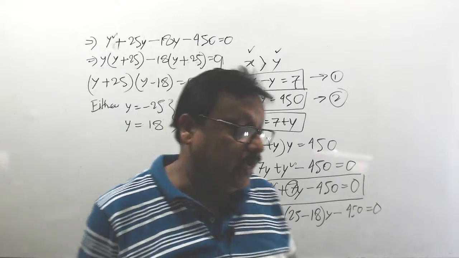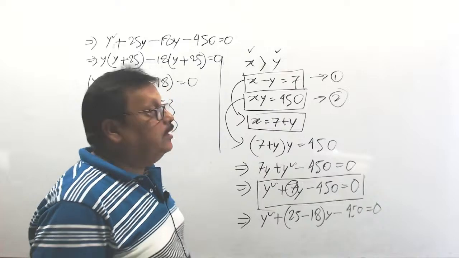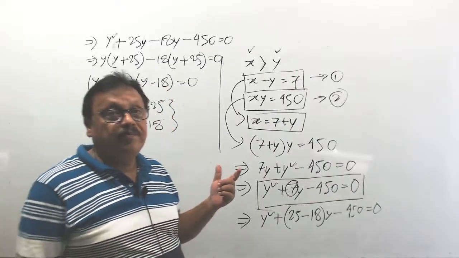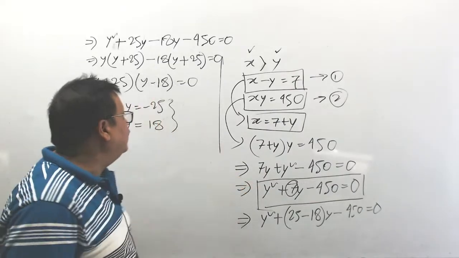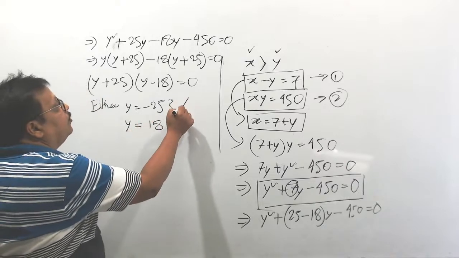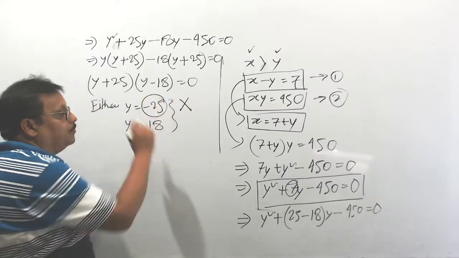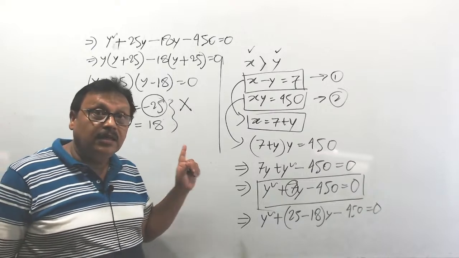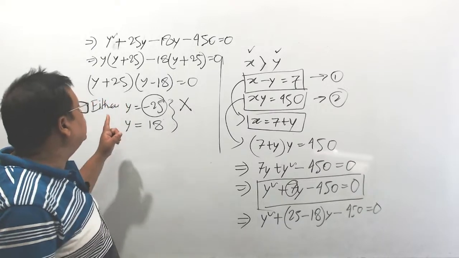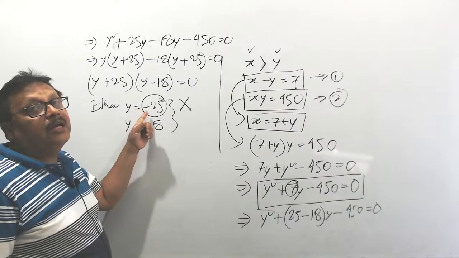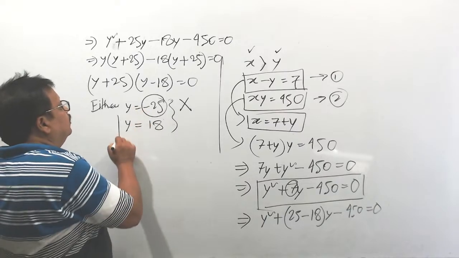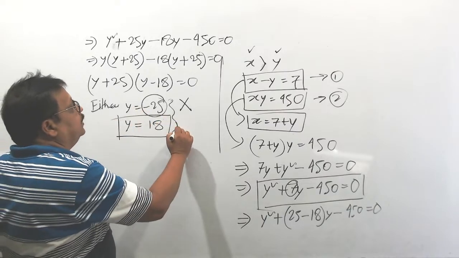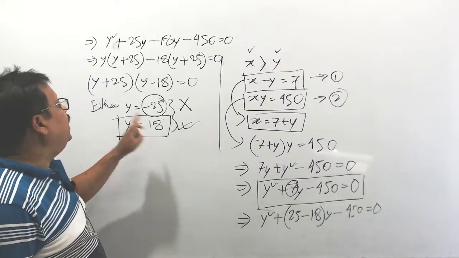But the thing is that, according to the question, the numbers are natural numbers. So y cannot be what? Negative. Since y is also a natural number. So a natural number cannot be negative. So we will accept this one. Understood? y is equal to 18.